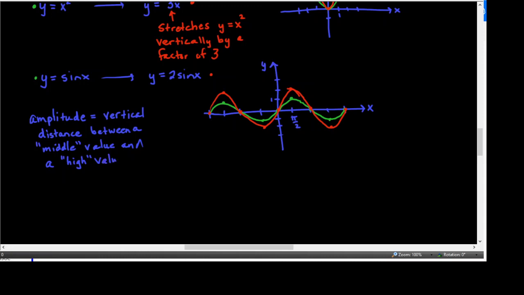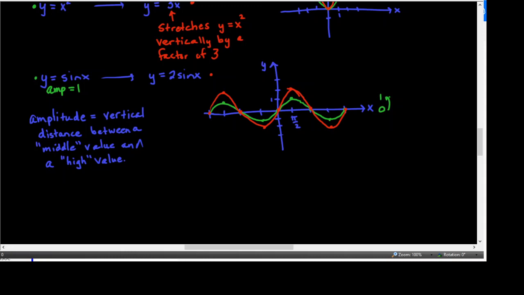Okay. So if you look at the normal sine function here, the one that's in green, the middle value is 0, the high value is 1. How far is it from 0 to 1? 1, right. So its amplitude, which we're going to abbreviate AMP, is equal to 1.